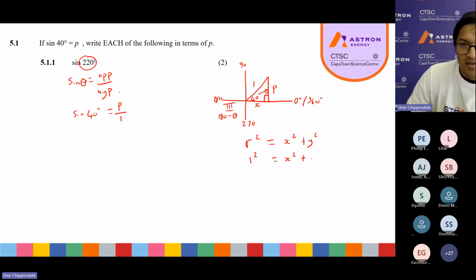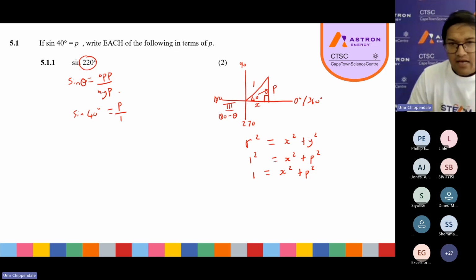And my y is going to be p, right? P squared. So I have it like that. And now we're going to square all of this. So 1 squared is still 1. All right, we're going to leave that as x squared plus p squared. All right, so we should have that over there.